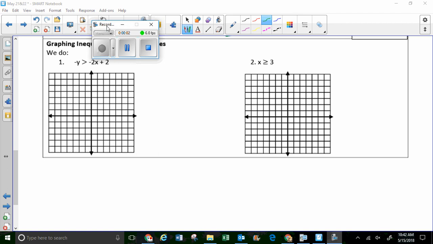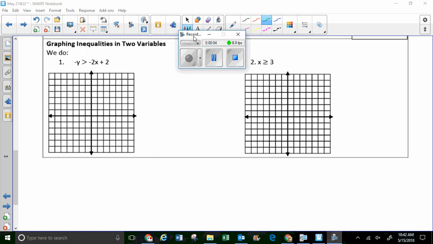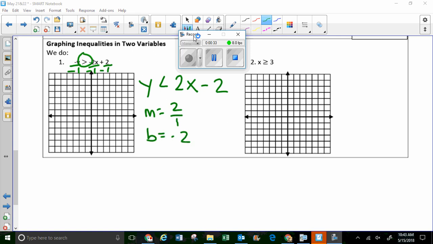In this video, we will be reviewing graphing inequalities in two variables. Similar to graphing in slope-intercept form, your equation or inequality has to be in slope-intercept form, which means get y by itself. So in this case, I need to divide everything by -1, which means I flip that inequality symbol because I divided by a negative. So go ahead and change that direction, and I will end up with 2x minus 2. So my slope is 2 over 1, and my y-intercept is -2.